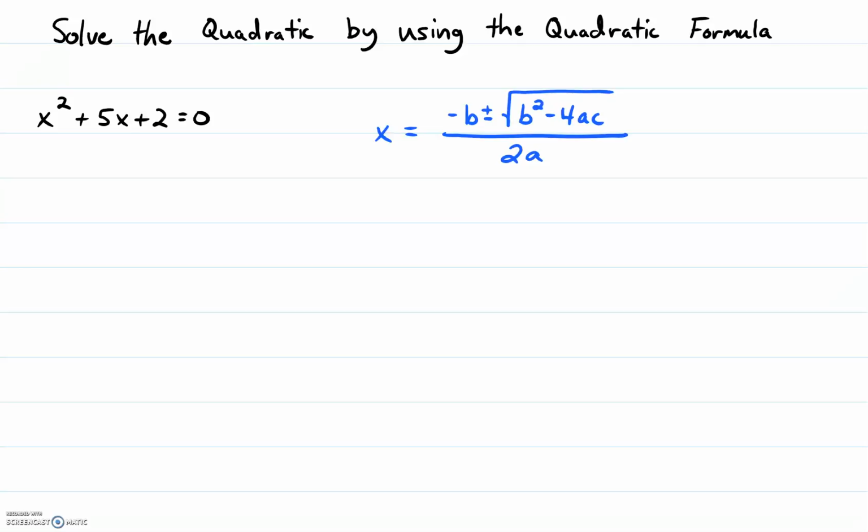Now, typically in a problem, I don't expect that you would be given the quadratic formula. That's something that a lot of classes expect you to memorize. So what's written in blue, you would have to come up with that on your own. But there is a popular song you can find on YouTube that'll help you memorize it.